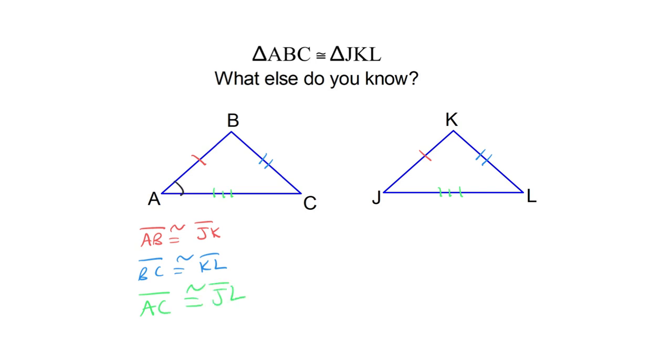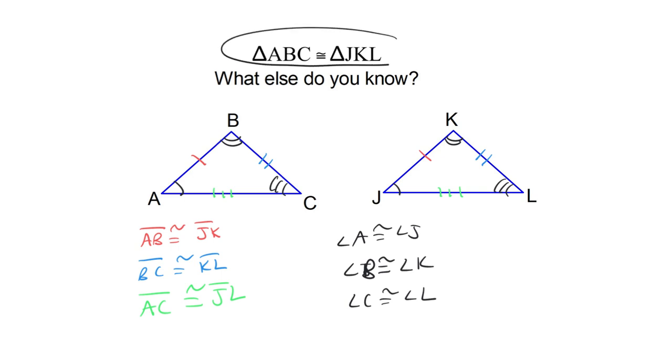We also know angle A would be congruent to angle J. We know angle B is congruent to angle K. And we know that angle C is congruent to angle L. Okay, so once you already know that two triangles are congruent, you know all of their corresponding parts are congruent.